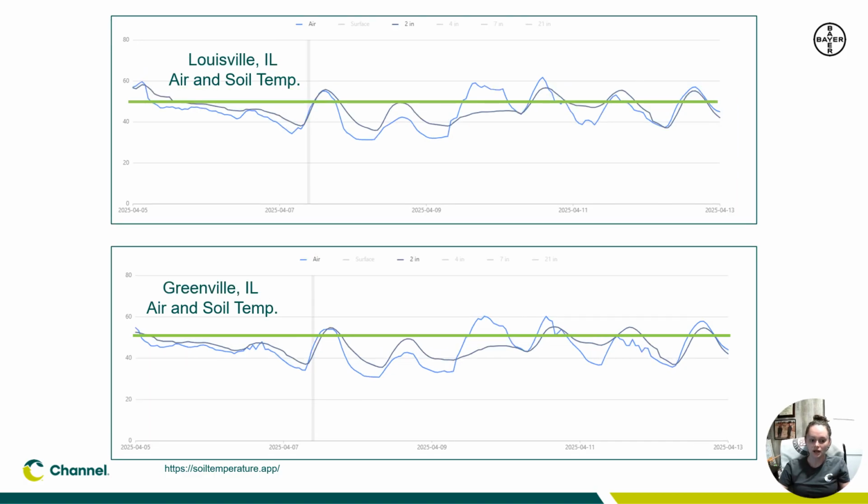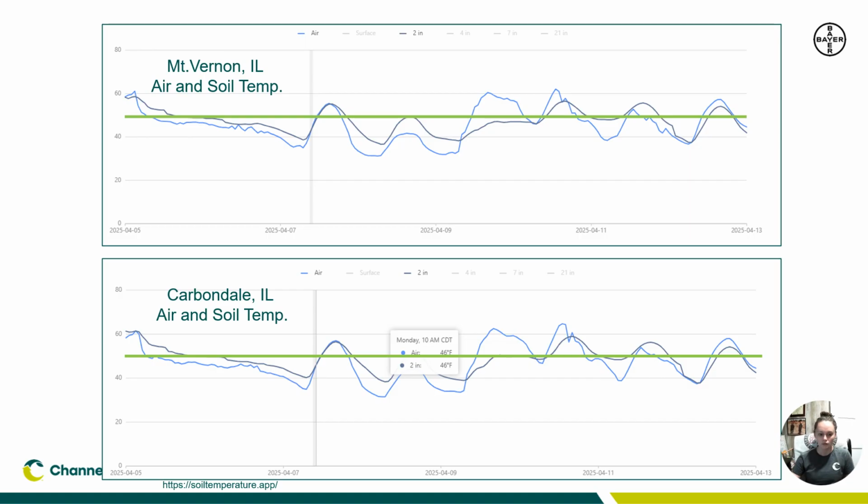Looking at the next slide, moving south a little bit into Louisville and Greenville, again, seeing similar trends. And also, these graphs are looking out about 6 days, so we can see a few days back and then what we're looking at for almost the next week. As we move south, we can see that our temperatures are going to be closer to that 50-degree mark and above, probably looking at a couple days to have a decent stretch.